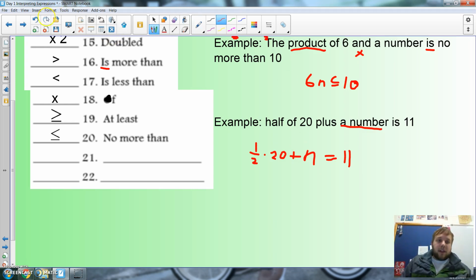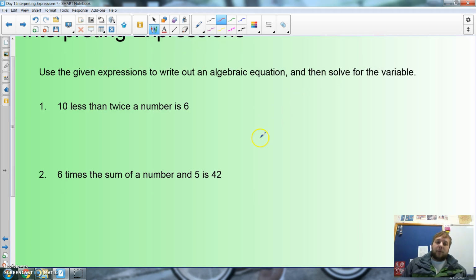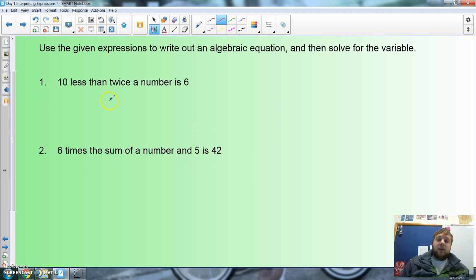All right, we only got 2 minutes left. Time is ticking. Use the given expressions to write out an algebraic equation and then solve for the variable. I don't have much time for this, so we're going to have to cruise. 10 less than twice a number. Ooh, this is ugly. I'm not going to write that out.